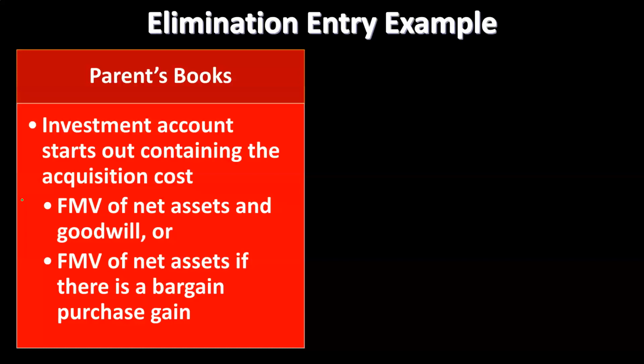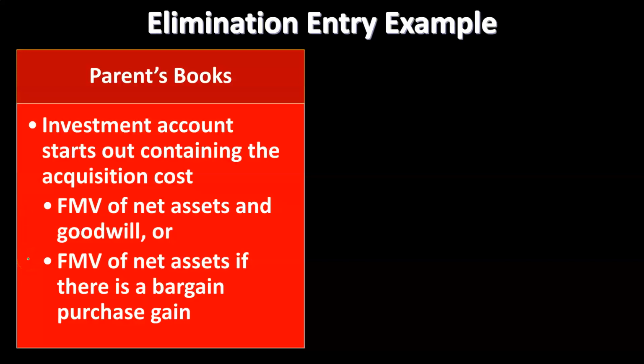So we have the parent's books, we have the subsidiary books that we're going to have to consolidate together and then do our elimination entries. On the parent's books, you're accounting for the investment in the subsidiary, typically with the equity method. But that first journal entry is going to be looking at that investment for the fair market value of the net assets and goodwill. In essence, you can think about the amount that was paid by the parent for it. Then the fair market value of net assets if there's a bargain purchase gain.